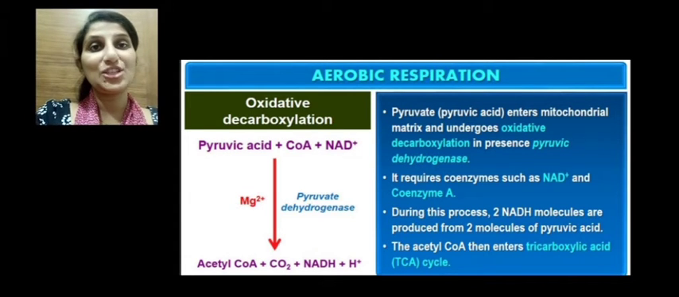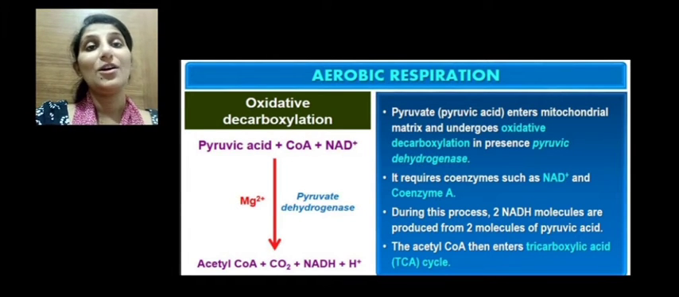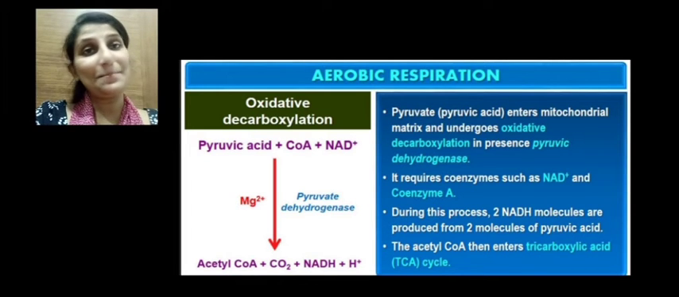Dear children, in the last module, we learned that pyruvic acid, in the first step of its oxidation, gets converted to acetyl coenzyme A in the matrix, isn't it? And how many carbon atoms are present in pyruvic acid? We know it is 3 carbon atoms.